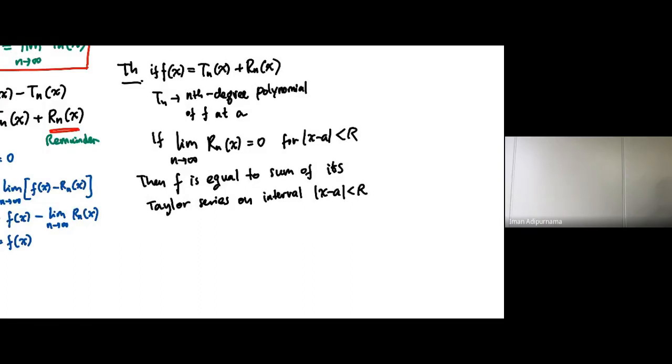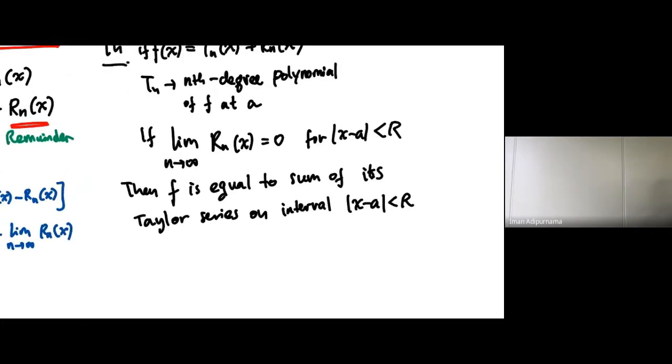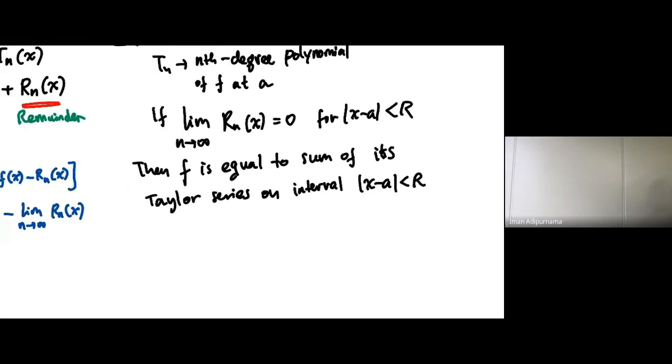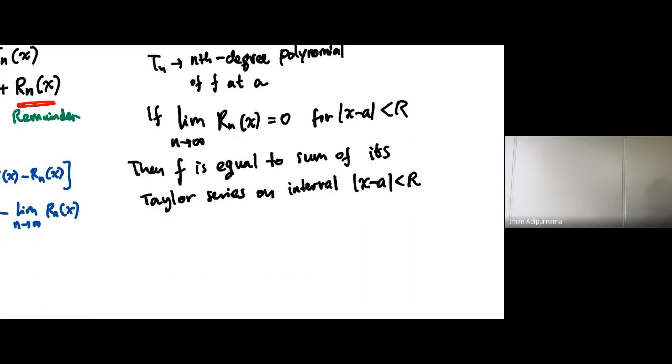So first you need to make sure that the partial sum is the polynomial. Okay, you can differentiate the function infinitely many times for the partial sum, and you need to arrive at the conclusion that the remainder should be getting closer to 0.